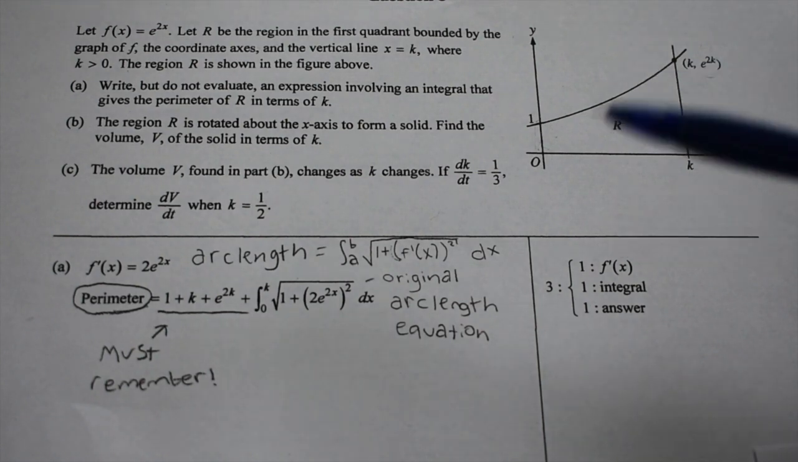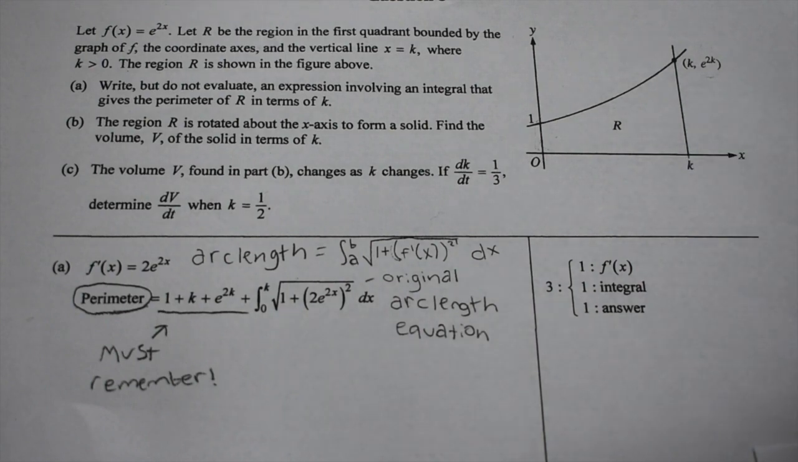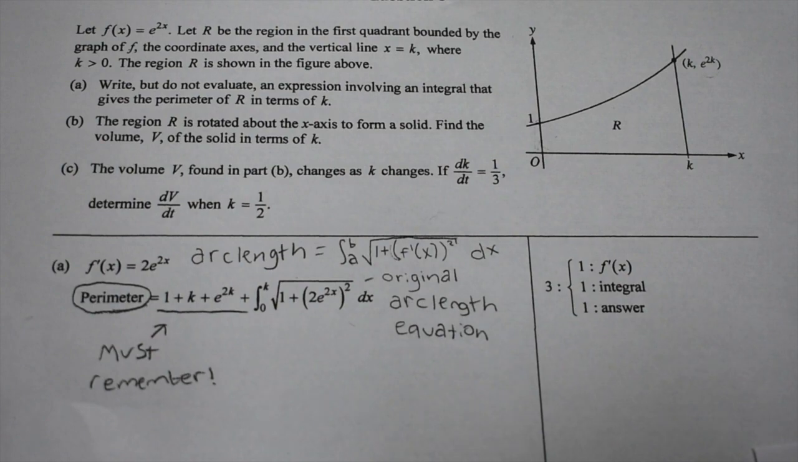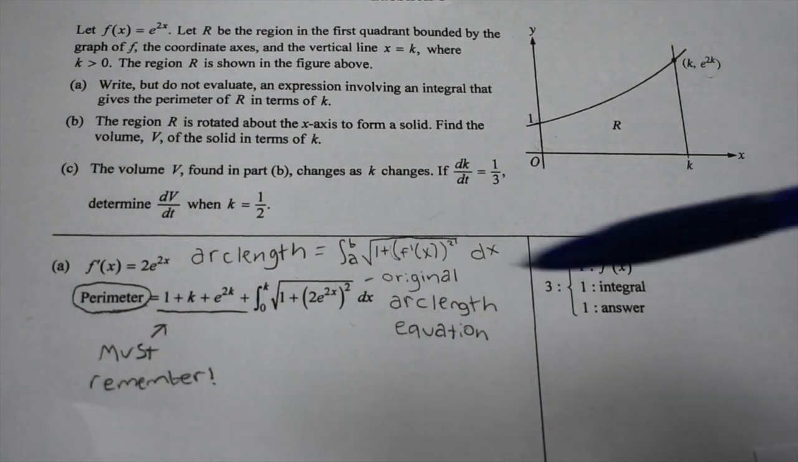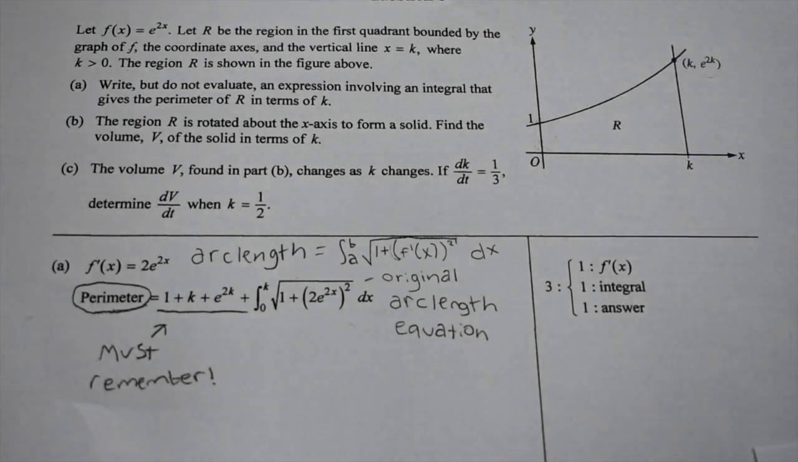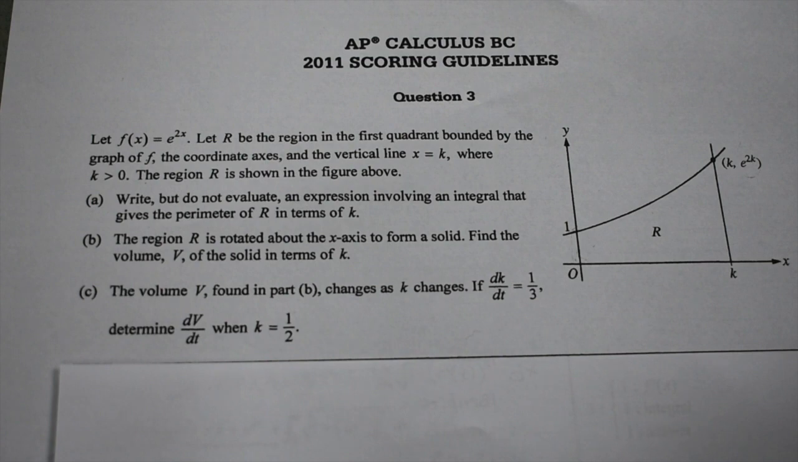They give 1 point for finding f prime of x, which is a really gimme point. It's just bring the 2 down. Then we need to remember that there's a point for having the right integral, so remembering that equation, and then a point for the answer, which is basically the right integral combined with the whole correct rest of it. Okay, let's look at part B.